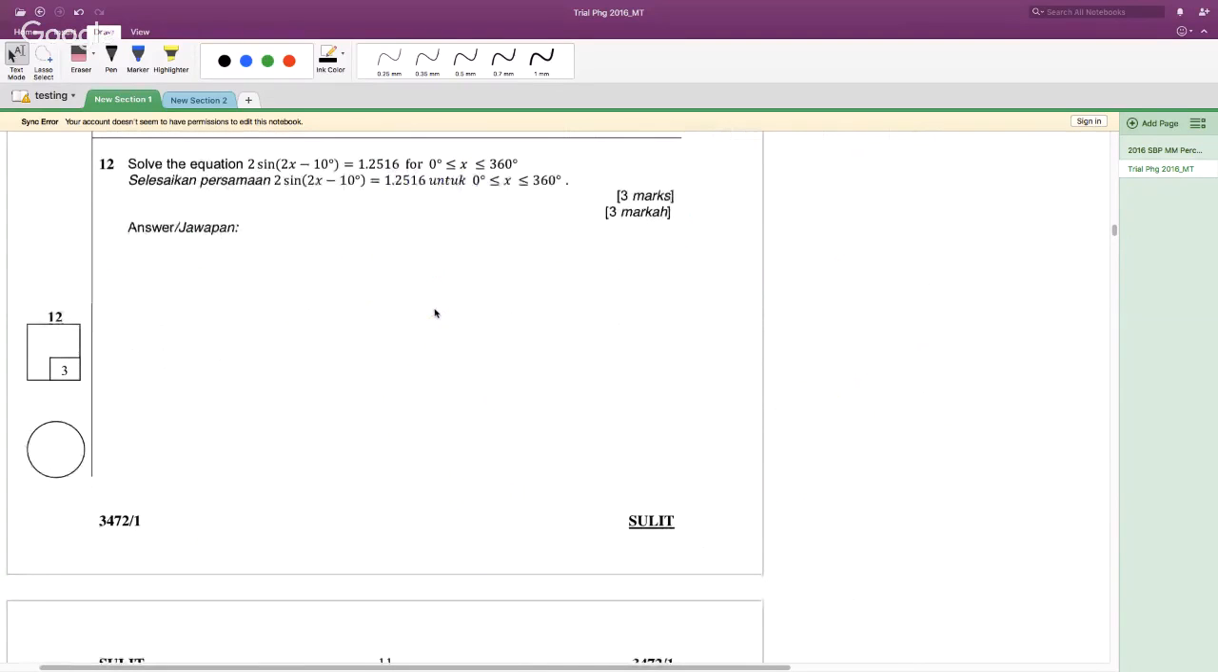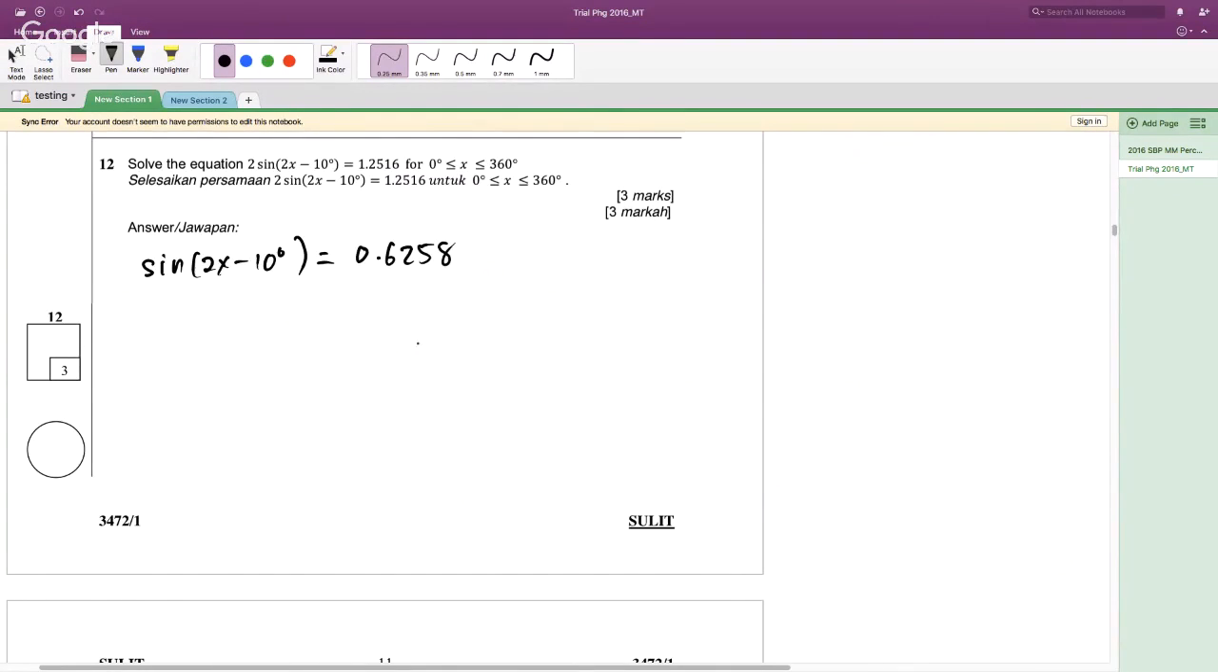Okay, solve the equation for this one. So I will need to solve this equation. What I will do first is move the 2 to the other side first. So I will just do 1.2516 divided by 2. After dividing, I will get 0.6258.